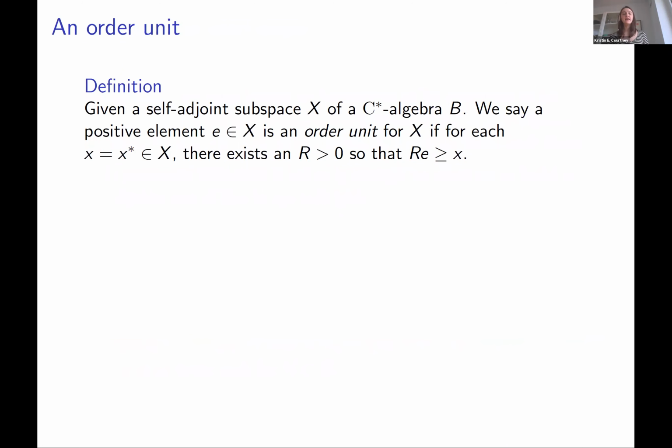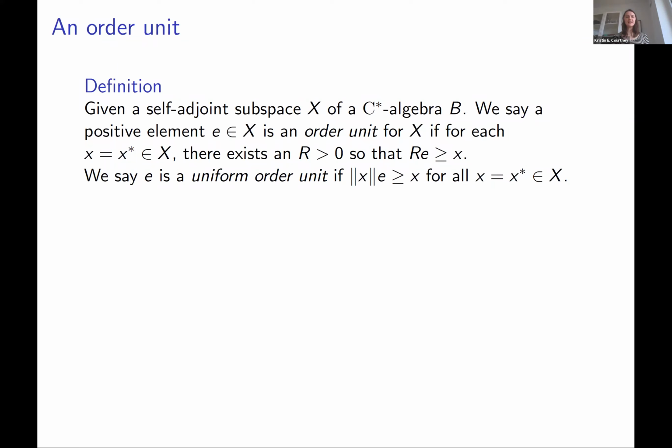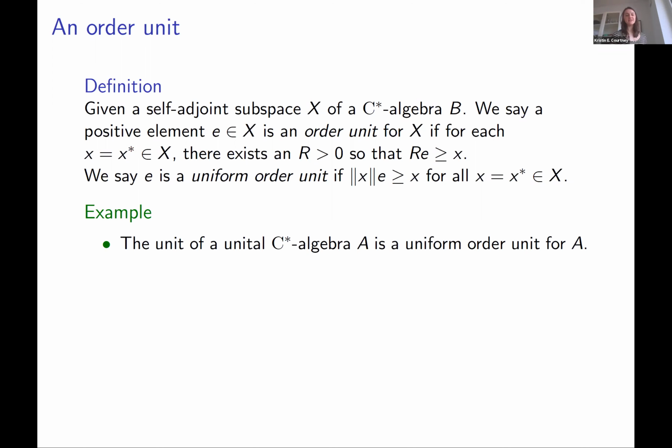And that bit I need to define. Taking some inspiration from Choi and Effros's work on abstract operator systems, given a self-adjoint subspace X of a C-star algebra B, we say a positive element E in X is an order unit for X if for any self-adjoint element in X, there's some positive number R such that if I scale E up by R, it will dominate X. More specifically, I'll say that E is a uniform order unit if that R that I could have chosen was just the norm of X. A good example of this, the paradigm example, is just the unit of a unital C-star algebra. And then this inequality here is a very basic fact about C-star algebras.